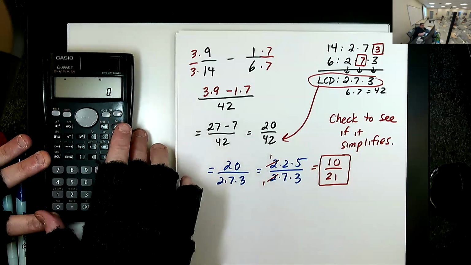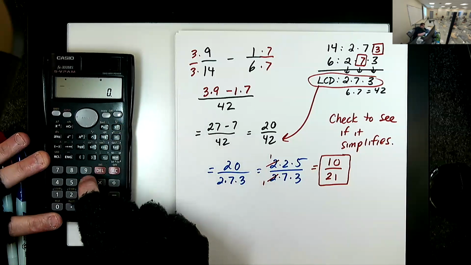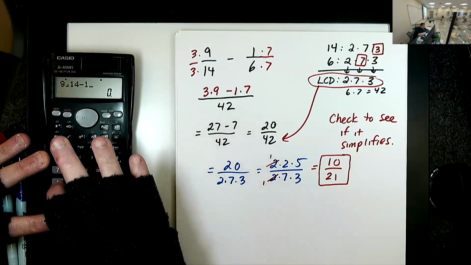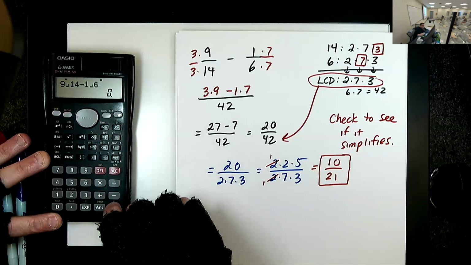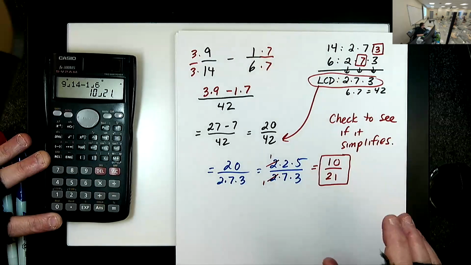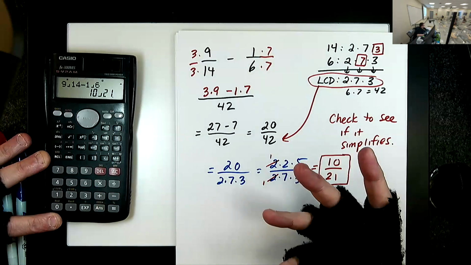If I put this in the calculator, 9 fraction 14 minus 1 fraction 6, it jumps straight to the simplified form. Your calculator may do this too. Now on a problem where it doesn't ask you for the LCD, forget all this handwriting. Just do it in a calculator if your calculator does it.